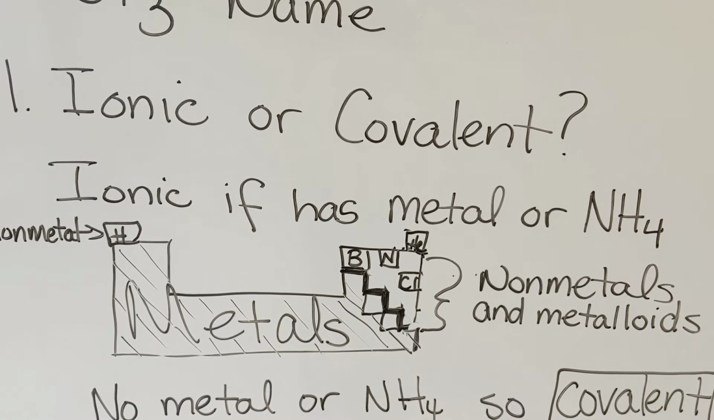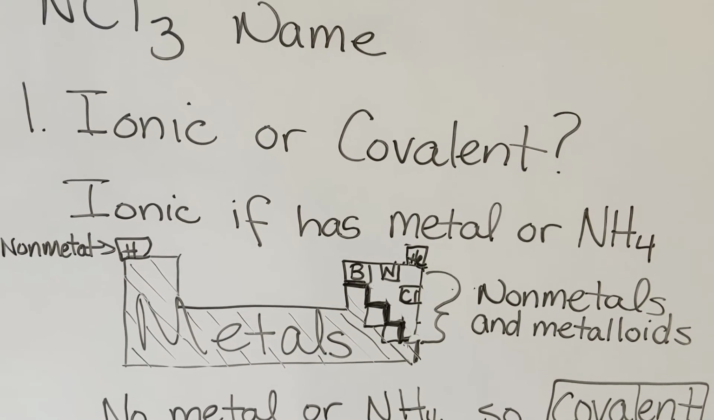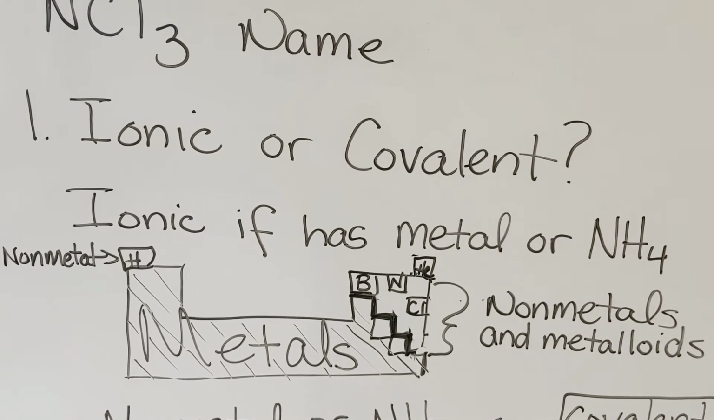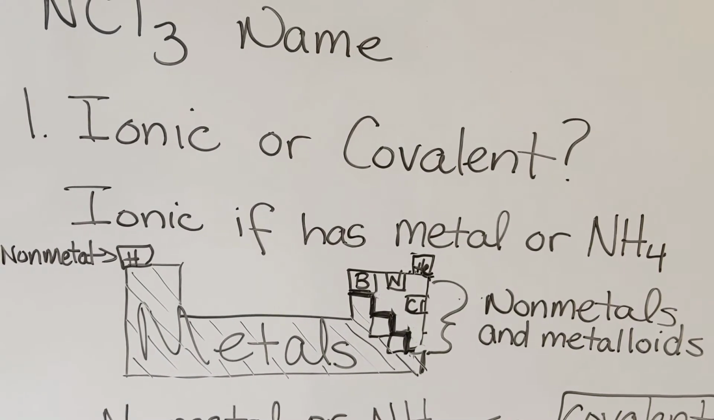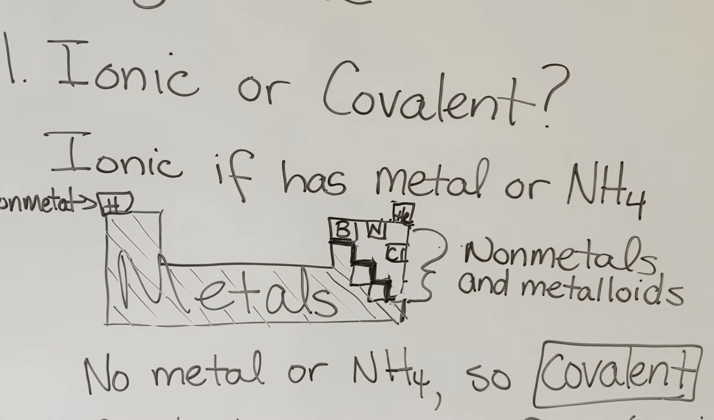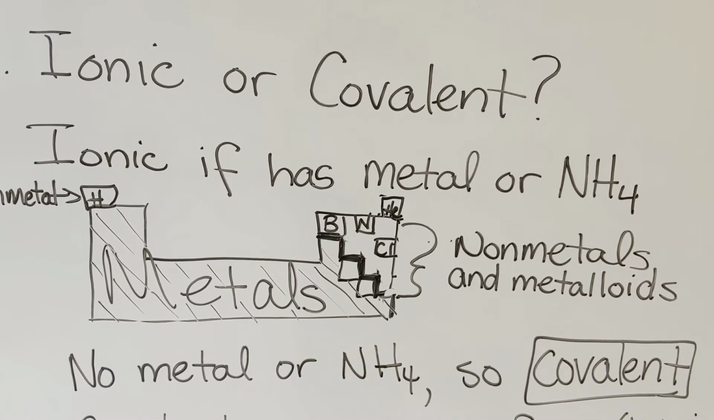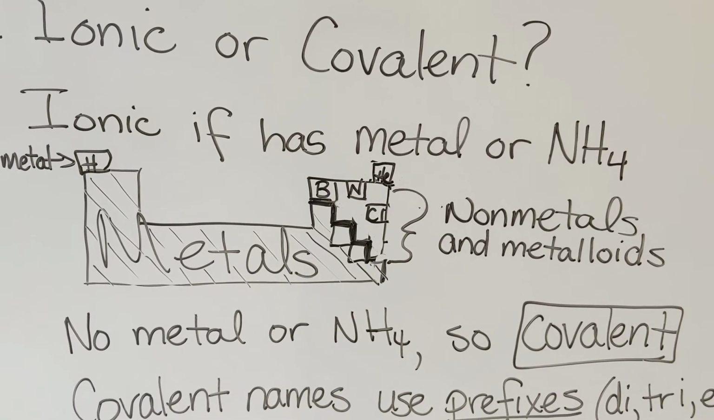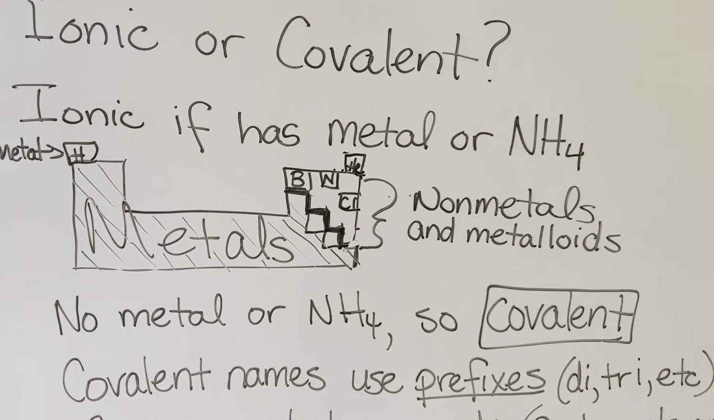In our compound with nitrogen and chlorine, those are both nonmetals. So this is not an ionic compound, it is a covalent compound. The covalent compound names use prefixes like di, tri, etc.